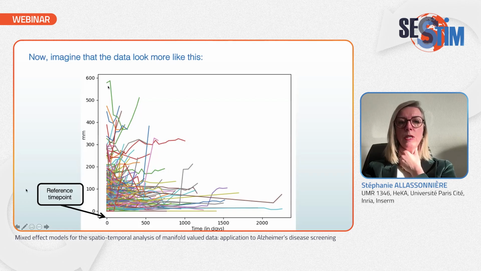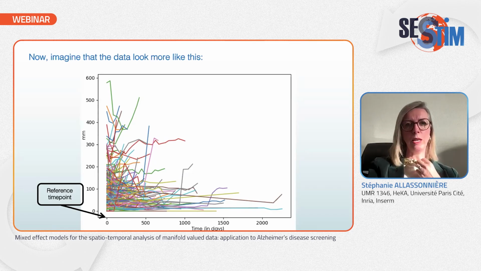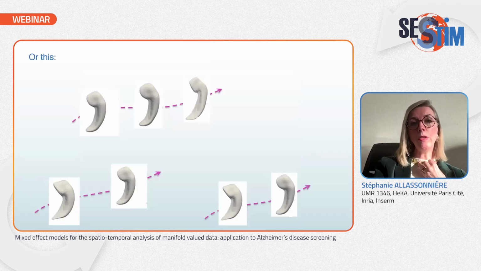You still have a reference point when the therapy is started, but then you have patients that are actually responding and then escaping, slowly responding, never responding, etc. So you have to take into account all these types of behaviors. You can work with other types of data.